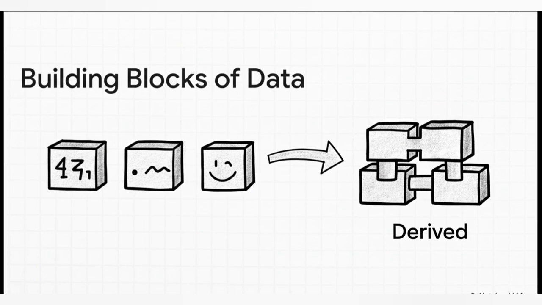Now, these structures all start with the basics, the real building blocks of data. You've got your primary types, which are just things like numbers, decimals, and letters. But the real magic happens when you start combining these simple things into more complex, derived structures. These are the arrangements that give our data shape and meaning. Let's take a look at the most fundamental one.